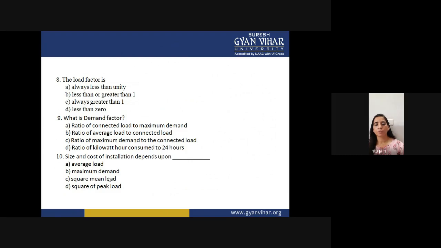Now we come to the next point. What is demand factor? We have already discussed your demand factor. The options are ratio of connected load to maximum demand, ratio of average load to connected load, ratio of maximum demand to the connected load, and ratio of kilowatt hours consumed to 24 hours. So you can easily find out the answer for this demand factor. Now the next question is, your size and cost of installation depends upon your maximum demand.